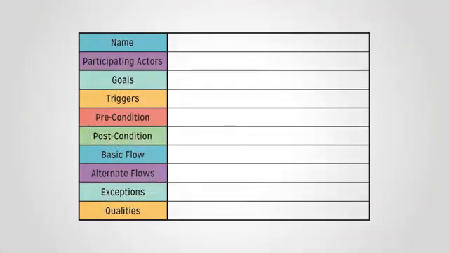This is all a lot of talk that doesn't make much sense until you see it in action. Let's jump into the elements of a use case description for a task. A use case is typically made up of a name for the use case, the participating actors, the goal, the triggers, the pre- and post-conditions, the basic flow, exceptions, and qualities.